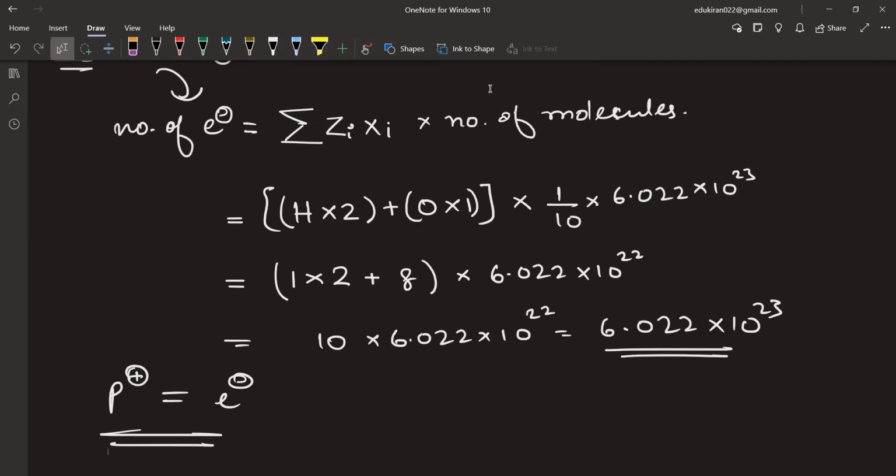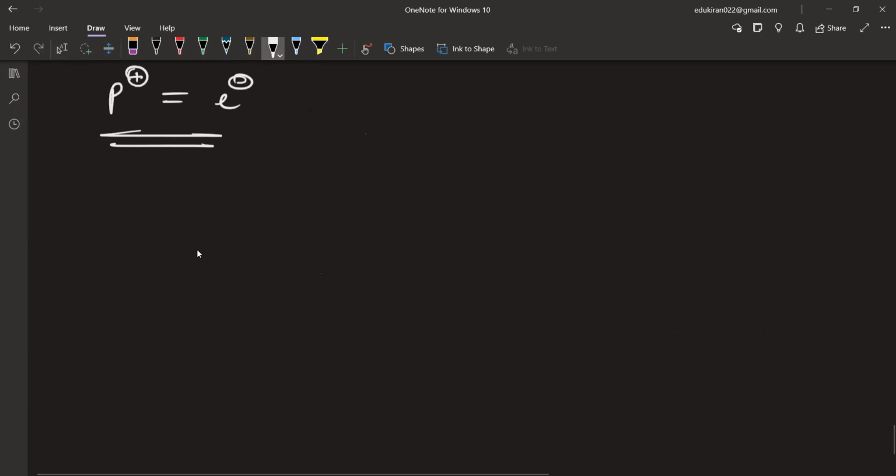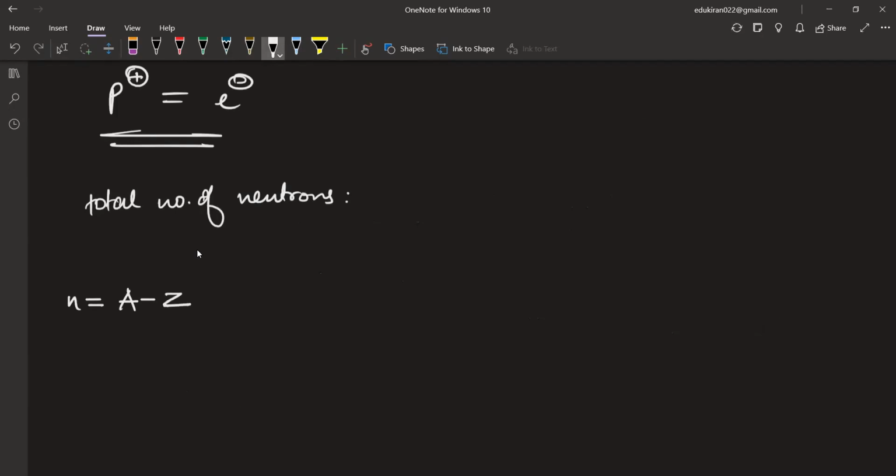Done, guys? Yes, no, please tell me. Okay. Now, for neutrons, the total number of neutrons is equal to the atomic mass minus the number of protons, because when you add the number of protons plus the number of neutrons, you get the atomic mass. The number of protons is nothing but the atomic number.